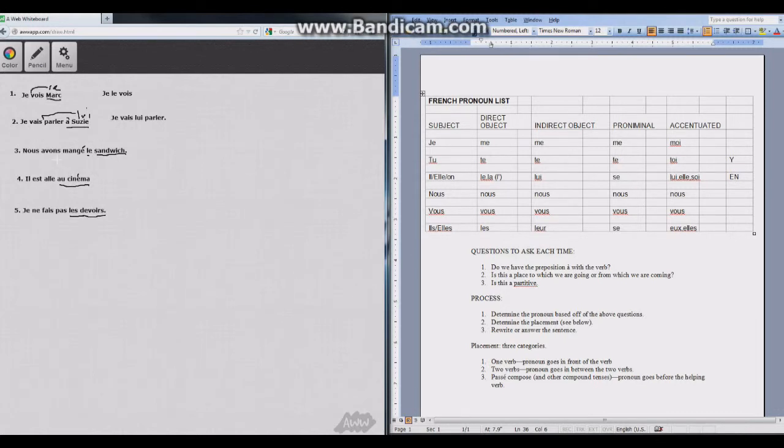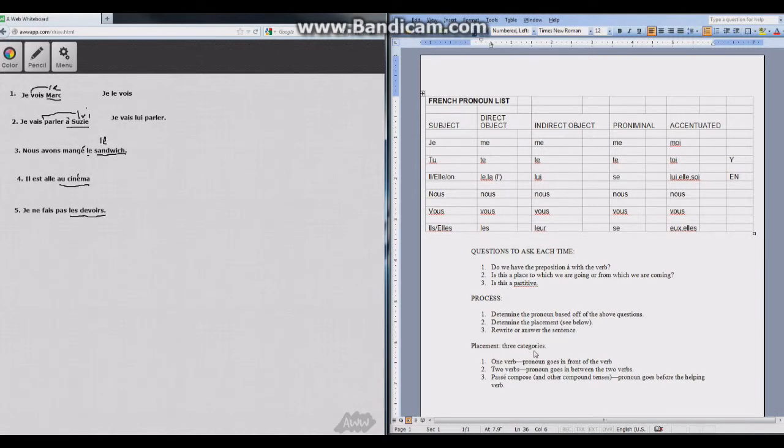Let's take a look at number 3. Nous avons mangé le sandwich. And we want to replace le sandwich. Do I see the preposition à? No, I do not. Is this a place? No, it's a sandwich. Are we going to come to it or go from it? No. Alright, is this a partitive? No, it's the sandwich, not some of the sandwich. So what's this leave us with? Just like we had in number 1, a direct object. Now which one of those will we choose? Well, it's le sandwich. So we have to choose le. So I know that le sandwich will be replaced by le.